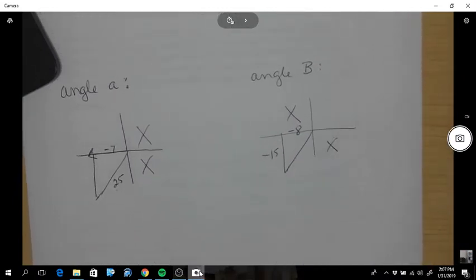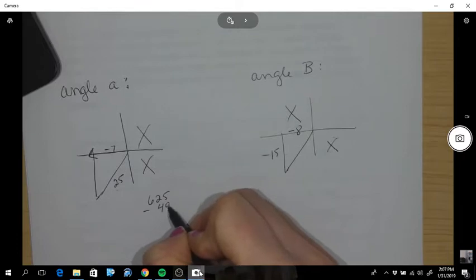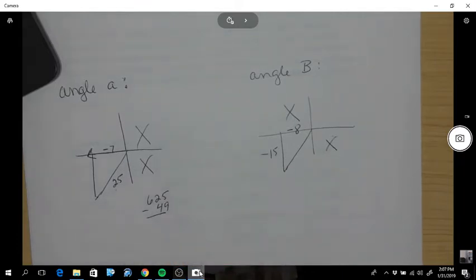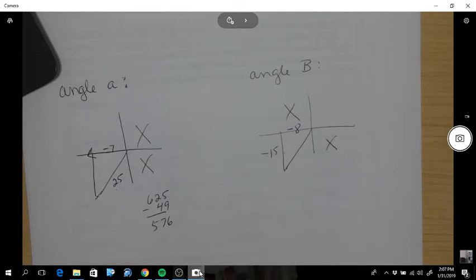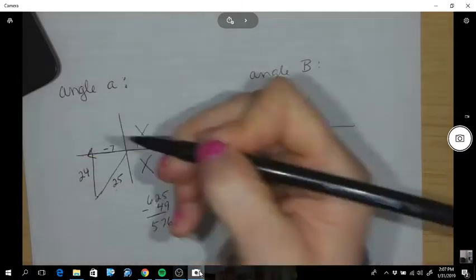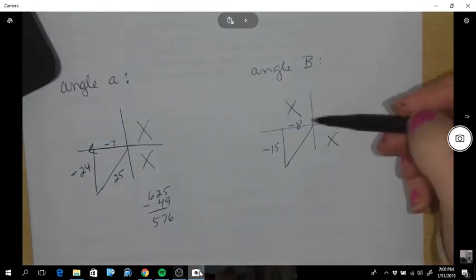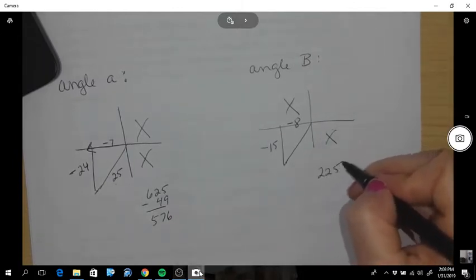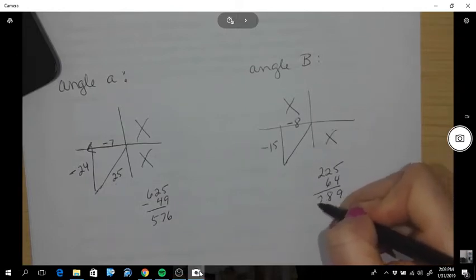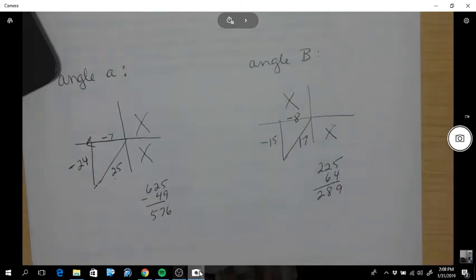Okay, so complete the triangles. So 25 squared minus 7 squared. Okay, so 625 minus 49 is 576, and the square root of that is 24. So this is 24, and now we need to decide positive or negative, and negative. And now 15 squared plus 8 squared is 289, and that is 17.